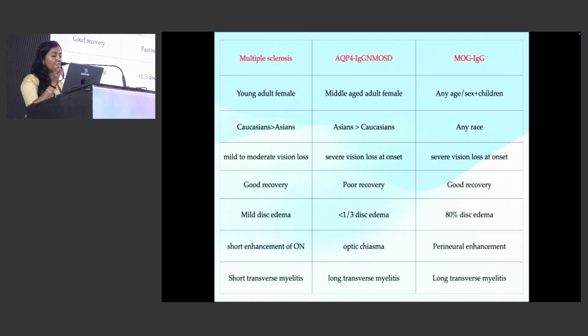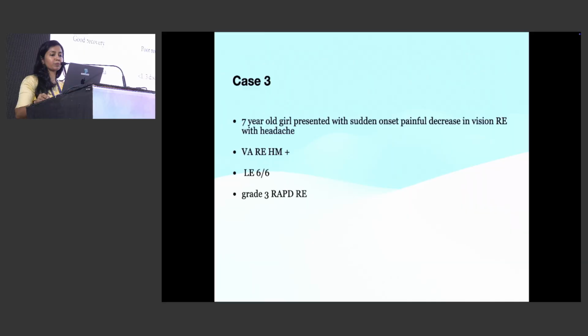And in the MRI, the typical one presents with short enhancement of the optic nerve, NMO longer enhancement including the optic chiasm, and MOG is typically described as a perineural enhancement, that is enhancement outside the optic sheath.